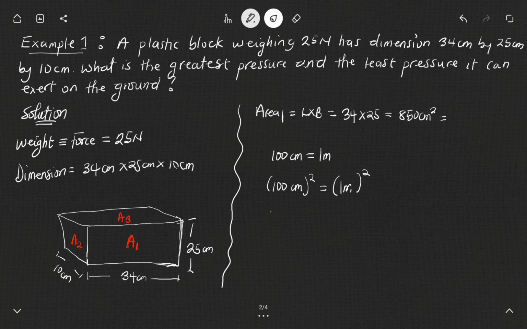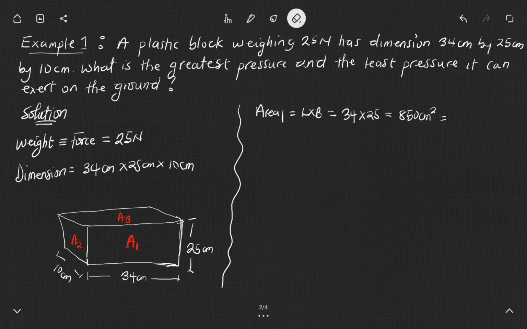So this will give us 100 times 100, which is equal to 10,000 centimeters squared, equal to 1 meter squared. This is the conversion to change from centimeters squared to meters squared, so you divide by 10,000. Using that conversion, if we convert the 850 over here, we divide it by 10,000, and we get 8.5 times 10 raised to the power minus 2 meters squared as the area for area 1.